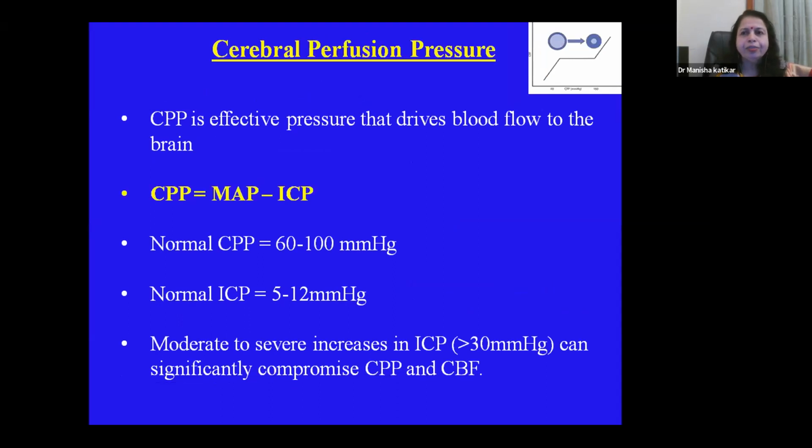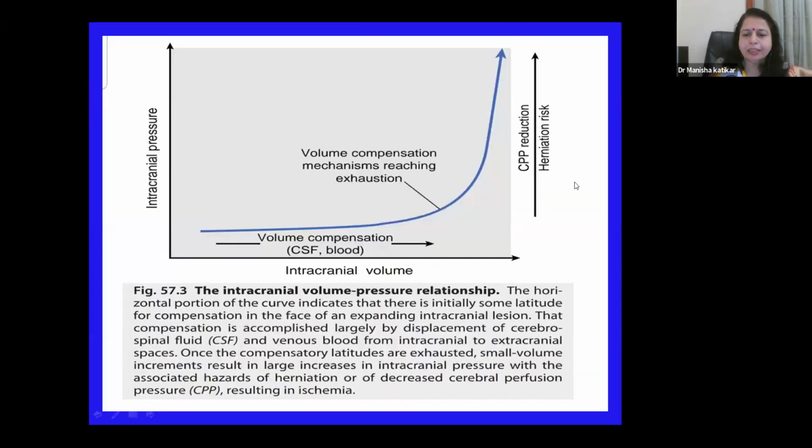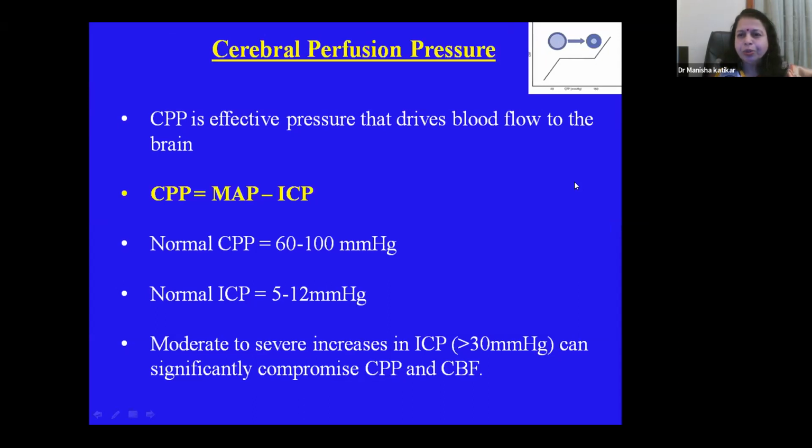Cerebral perfusion pressure. I said that we need to maintain the cerebral perfusion pressure. So what is it? It is the effective pressure that drives blood flow to the brain. How is it calculated? I'm just going to move these images to the left of the screen so that I will be able to see my whole screen. Okay. So how is it calculated? It's a simple formula: mean arterial pressure minus intracranial pressure. The mean arterial pressure is the most important criterion for us, the anesthesiologists, to monitor intraoperatively, or I would say perioperatively, to help achieve or maintain adequate cerebral perfusion pressure.